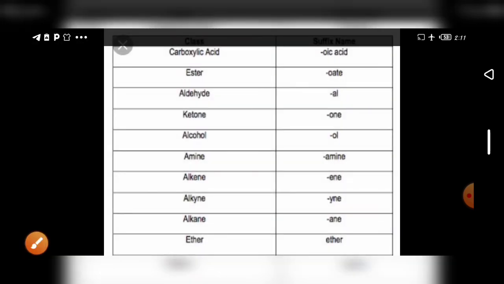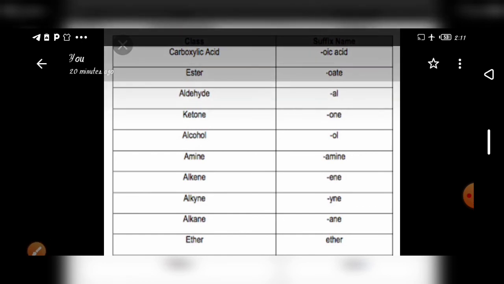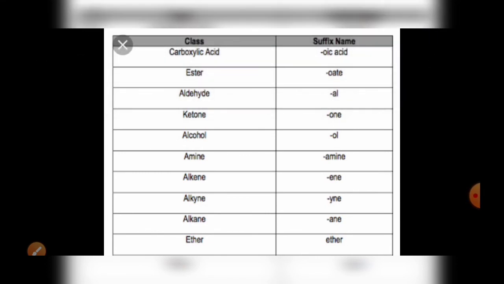Okay, next, classes and suffix names. For carboxylic acid, instead of ANE you put OIC acid. For ester, instead of ANE you put OATE. Next, aldehyde, AL. Ketone, ONE. Alcohol, OL. Amine, AMINE. Alkene, ENE. Alkyne, YNE. Alkane, ANE. Ether, ether.